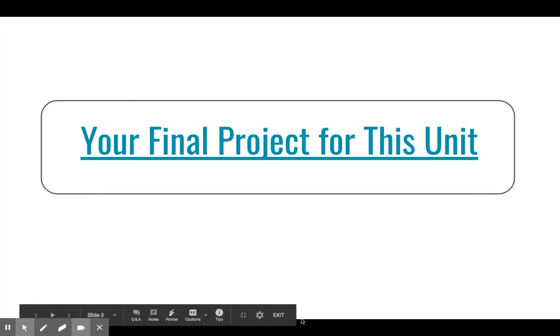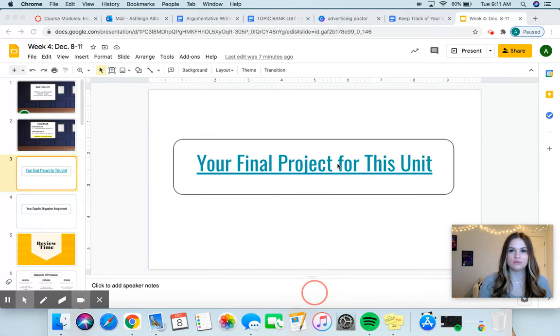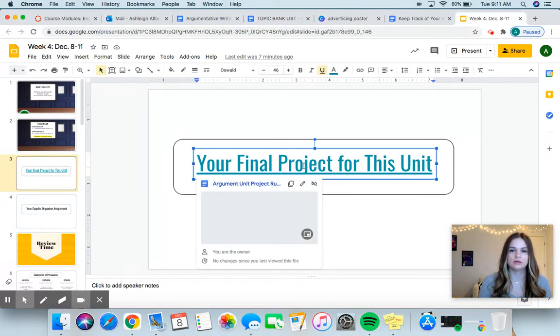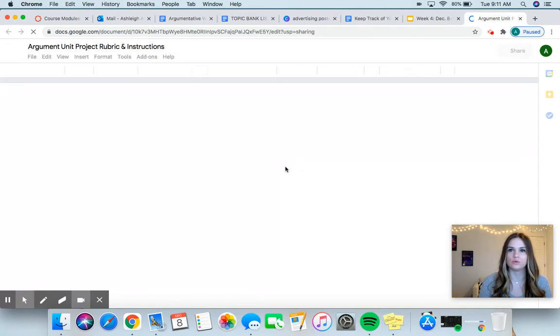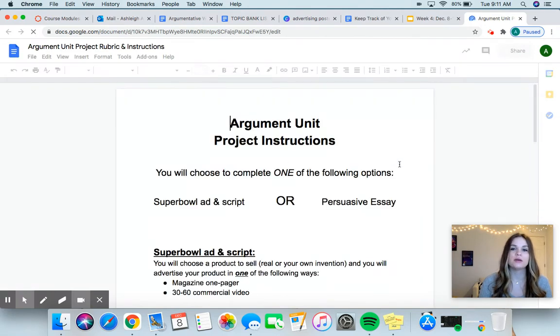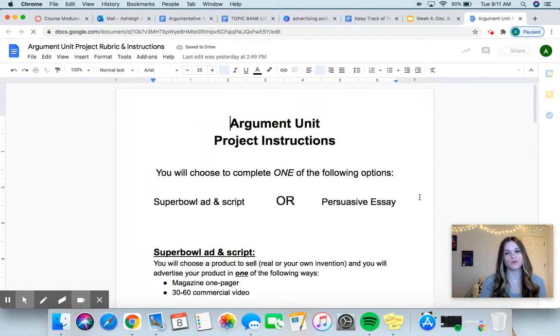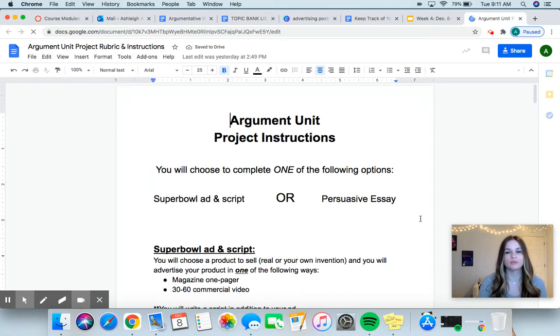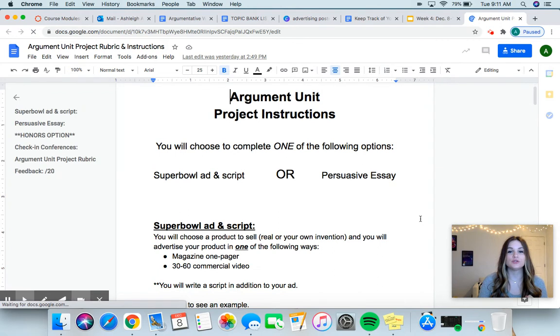So let me show you our final project for this unit. If you click here, you will have the link to the assignment instructions and the rubric. So this is what you will get to do as our final project. You are going to show and demonstrate that you have gained skills in understanding how to craft an argument, what the basic fundamentals of an argument are, and what techniques and tools you can use in your writing to make it persuasive. So you will choose between one of the following. You're not doing both, you're just doing one.